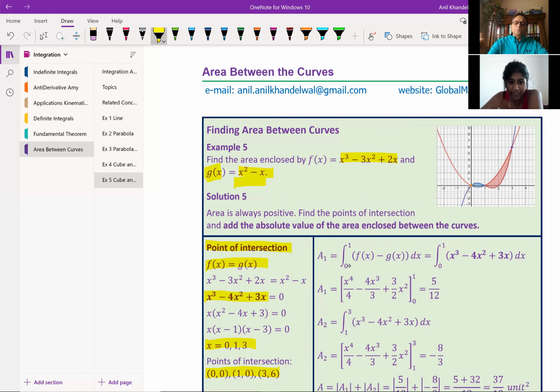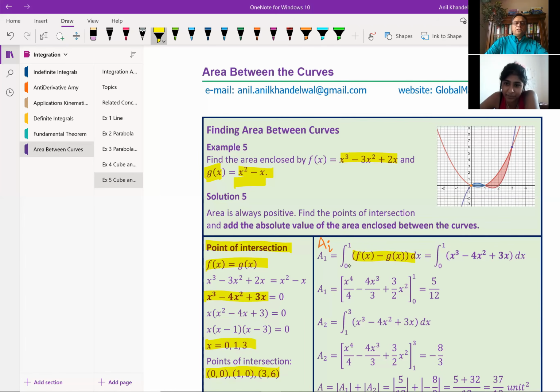Now we've got that. Like Sir said, put them in order, increasingly. Yes. So then we would just have to find the integral between 0 and 1, and then 1 and 3. Correct. That is it.